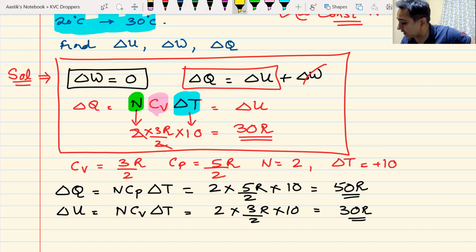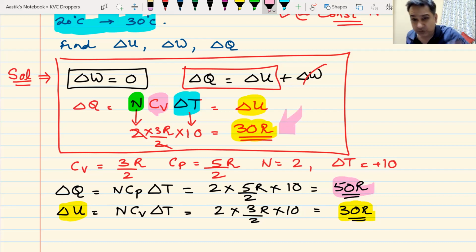Now remember this answer 30R. This 30R is the change in internal energy here. This 30R was also the change in internal energy in the previous process. Do we understand this? But the difference is here the heat given is 50R. In the previous process, the heat given was 30R. So that has changed. Why has this changed? Because work done and heat given are path dependent. Do we remember this? Work done and heat are path dependent.